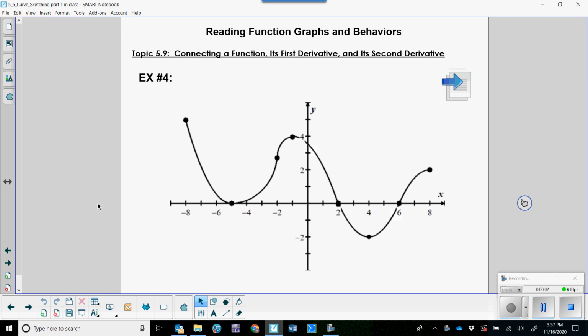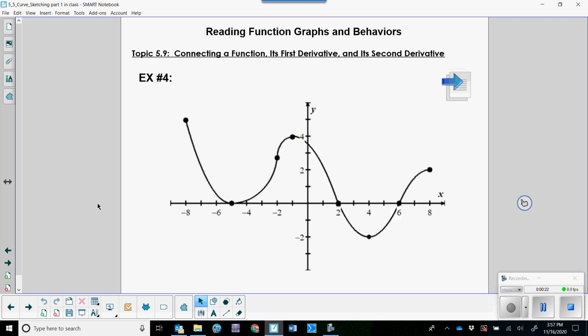All right, so this is a continuation of the curve sketching video from where we started in class. We're going to be on example 4, starting with this video. We're going to connect a function, its derivative, and its second derivative. Okay, so we're going to look at this graph.